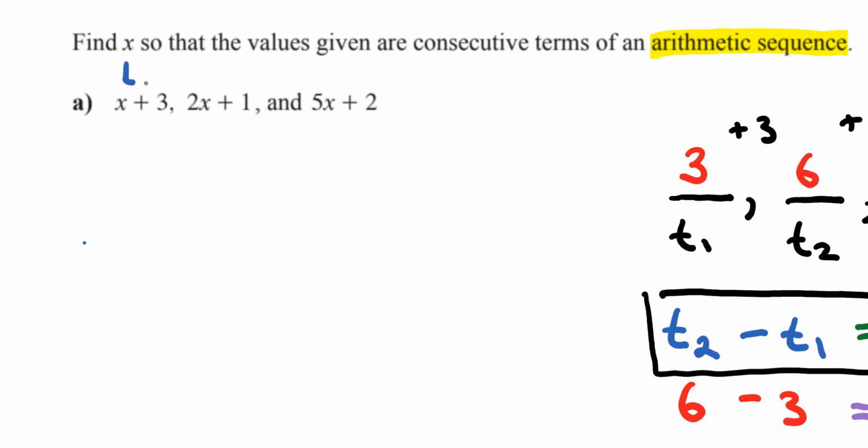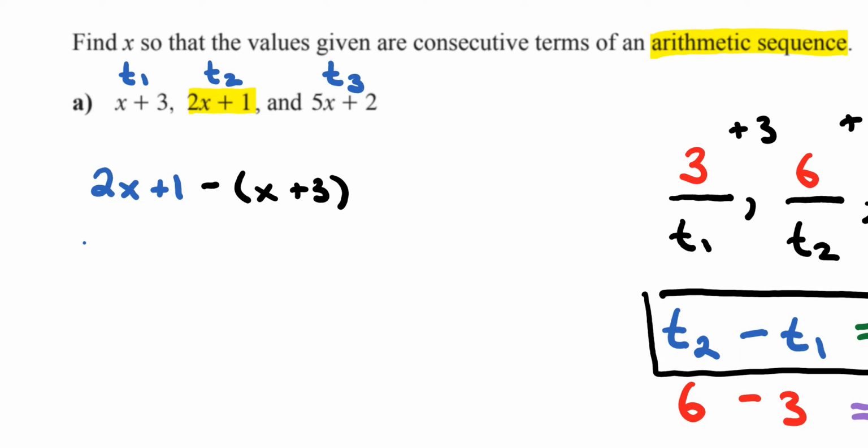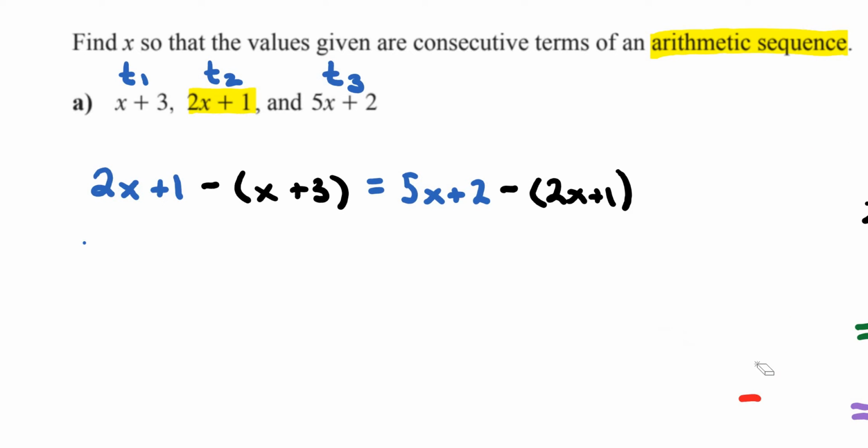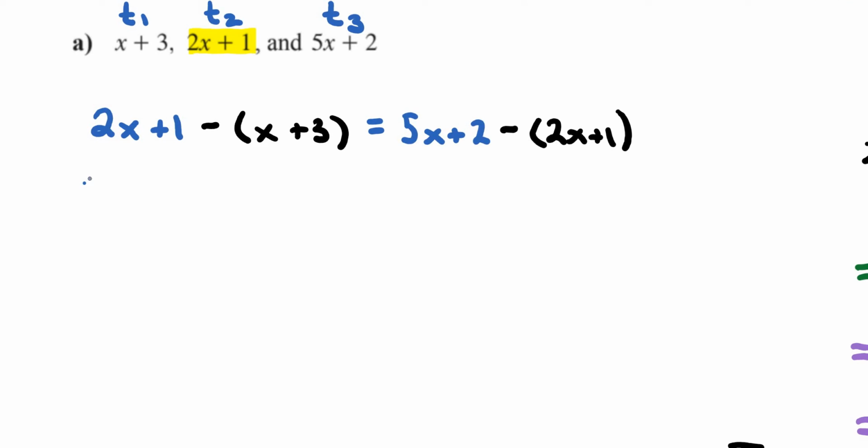So this is going to be your term 1, this is going to be term 2, and this is going to be term 3. All right, so if I do term 2 minus term 1, that's going to be 2x plus 1, subtract term 1, which is going to be x plus 3. And that's going to equal the third term, which is going to be 5x plus 2, and then I'll subtract that from the second term, which is going to be 2x plus 1. All right, and then we have a simple grade 9 level problem here. Let's go ahead and solve this.